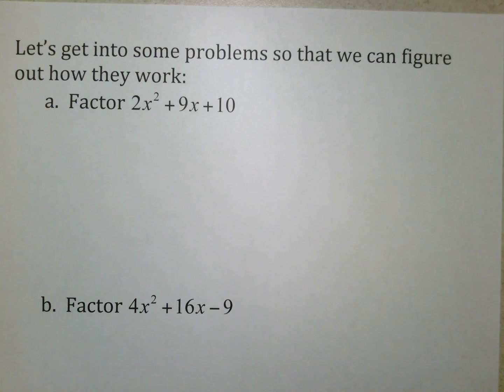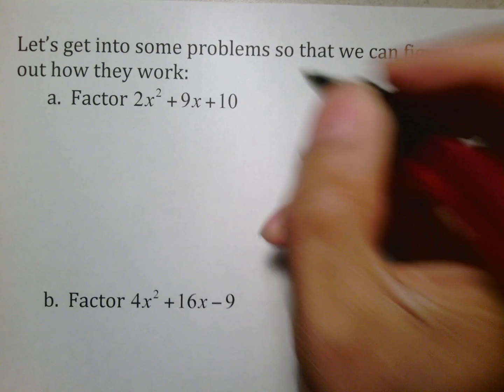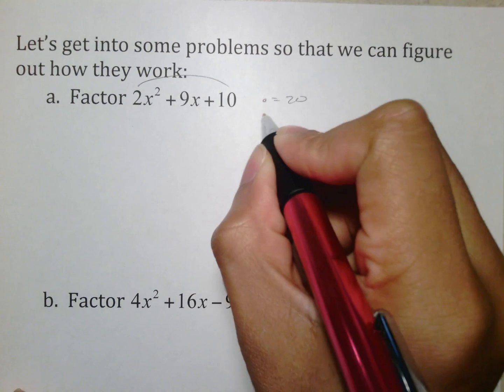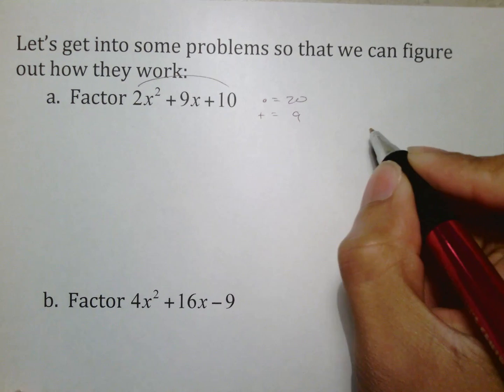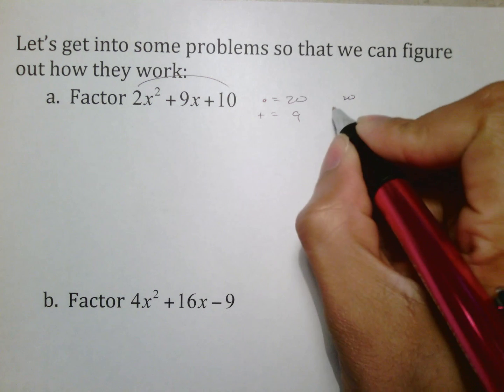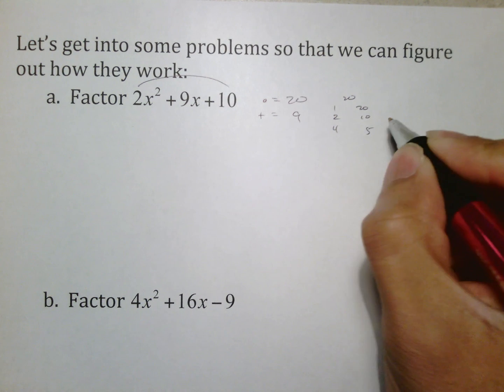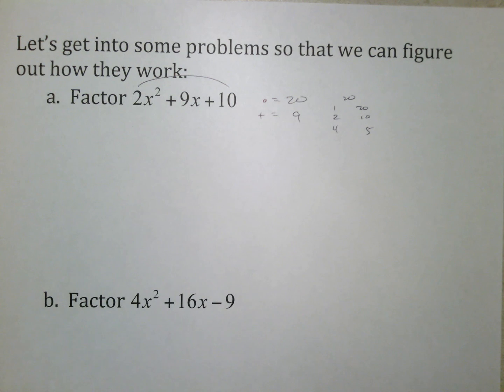So let's get into some problems so we can figure out how they actually work. Again, this is something where you learn it better through experience than anything else. So let's look and see how this stuff works. Using the strategy we used yesterday, this here multiplies to make 20, adds to make 9. Tree for 20 is 1 and 20, 2 and 10, 4 and 5.